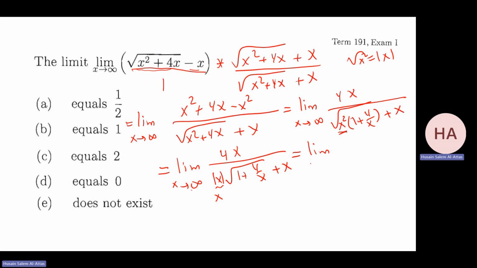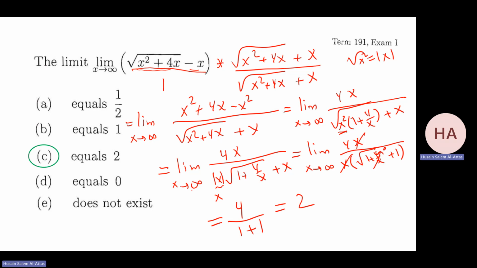So that limit will be what? 4x. I take x as a common factor. Remaining is what? 1 plus 4 over x plus 1. These cancelled. Substitute. You have 4. This is 0. 4 over infinity is 0. 4 over 1 plus 1, which is 2. Equals 2. Yeah, the answer is 2.